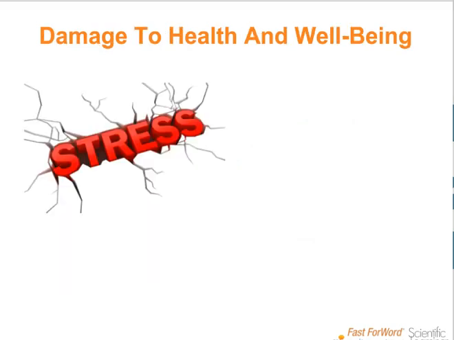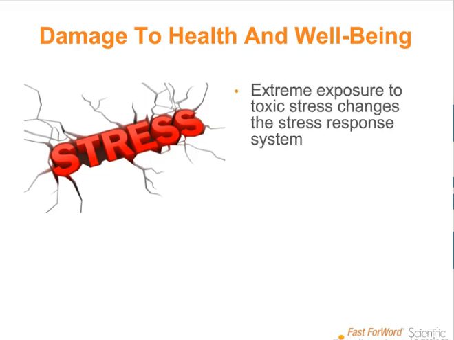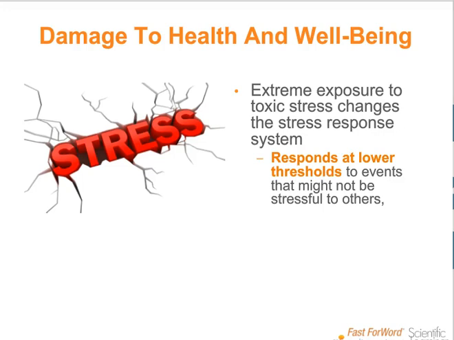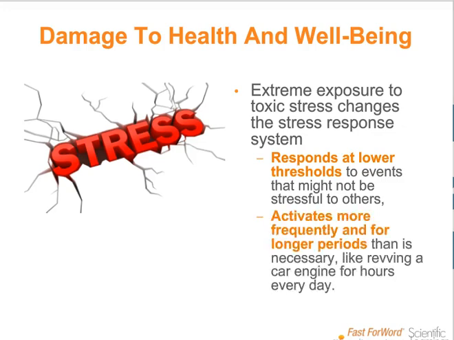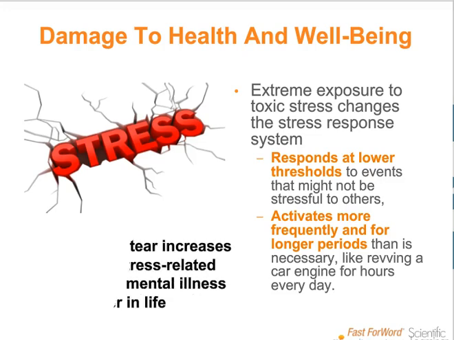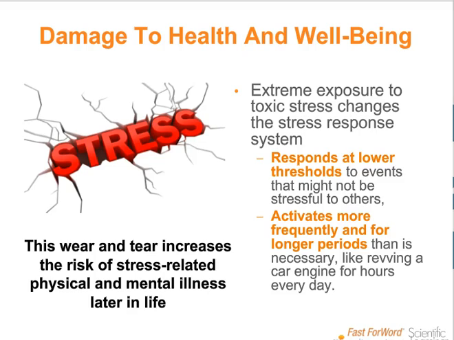So if stress is very ongoing, if you have chronic stress, that's referred to as toxic stress. If you don't have any relief from the stress at all, that toxic stress then builds your brain to respond at much lower thresholds to events that might not even be stressful to other people. A child who's been under a lot of stress, who's tapped on the shoulder, might just swing around and hit the person impulsively because they're so highly tuned to this stress response. So it activates your stress response more frequently, for longer periods of time, and actually more quickly, which leads to behavior problems in a classroom where we want students to be able to sit and listen and not be so overreactive. And over time, there's a lot of research now that shows that this wear and tear of toxic stress also increases the risk of stress-related physical and mental illness later in life.